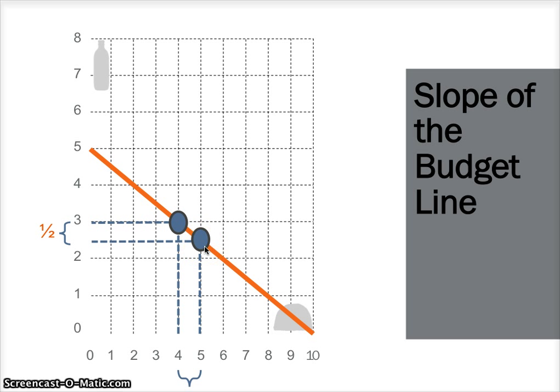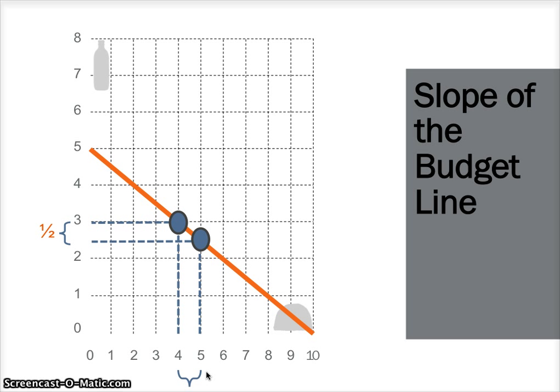Let's find the slope. We said that the slope is the change in the vertical divided by the change in the horizontal. So the vertical, we're moving from 3 to, let's call this, 2.5. So the change in the vertical component would be a half. On the horizontal, I'm moving from 4 to 5, so the change in the horizontal would have been 1. So the slope of this budget line is a half divided by 1, which is a half.